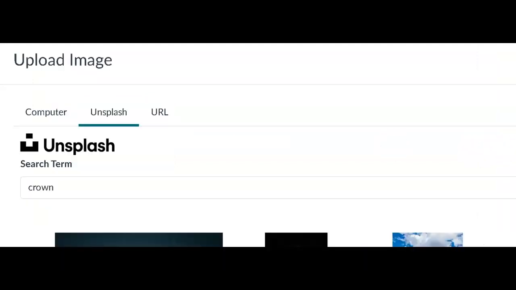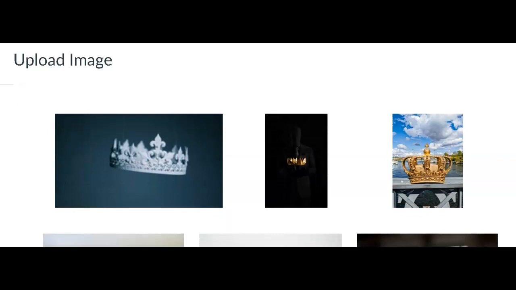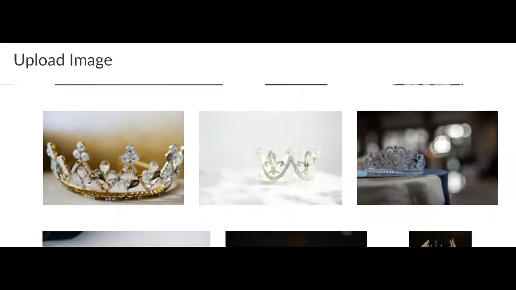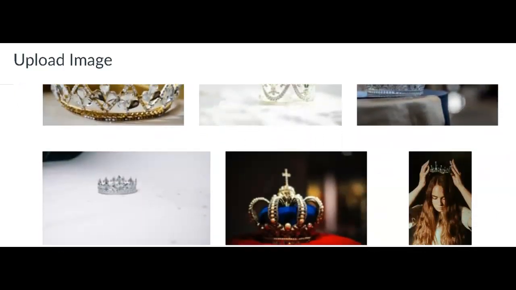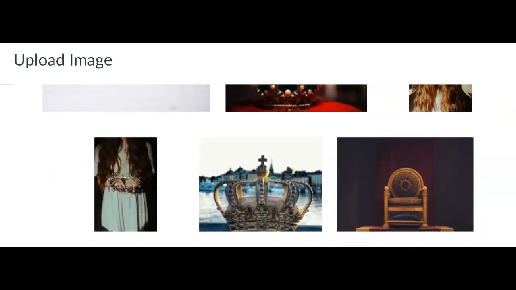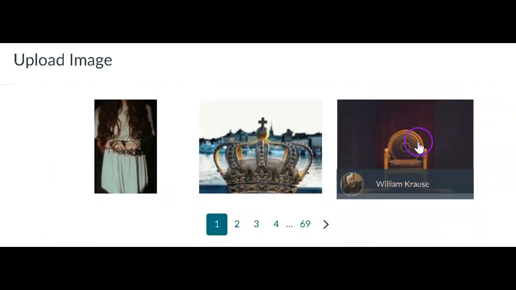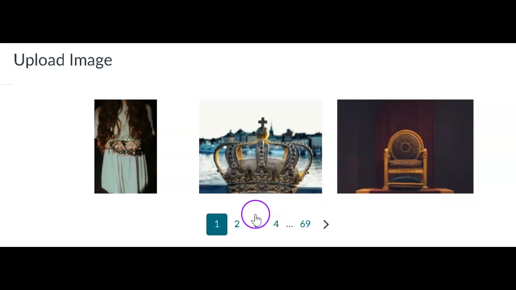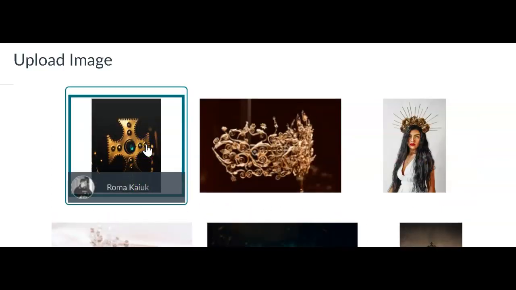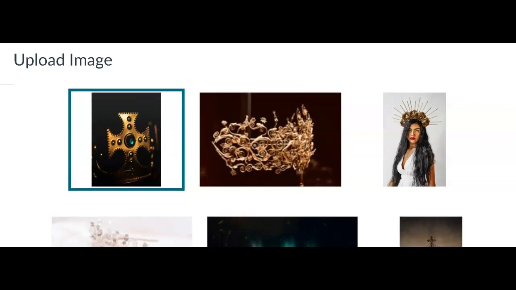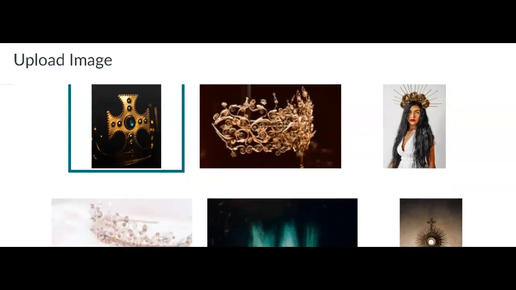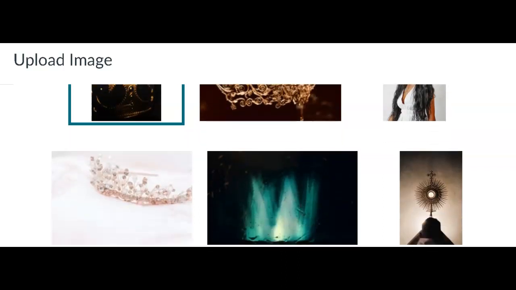So I repeat the process of uploading an image. I click Unsplash, and here I am. This time I want to look for a crown that I can describe. Ooh, there are some silver crowns, some gold crowns. There's a blue. I'm going to find one that I like, and I'm going to find an interesting way to describe it. I decided on this one, but instead of describing the object, I'm going to describe a concept.